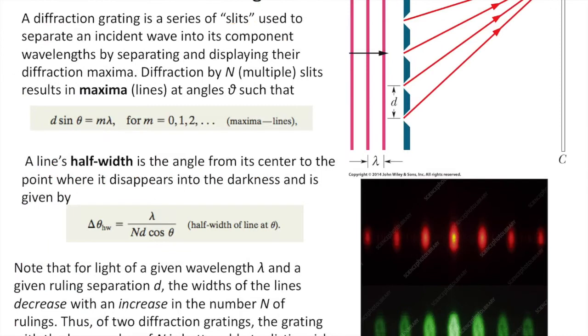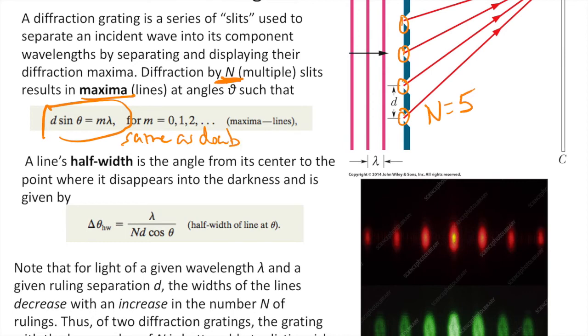All right, so let's get into equations. Diffraction gratings, same thing. Diffraction by n slits. So for this picture on the right, I have n equals 5. N is the number of slits. The positions of the maxima are actually the exact same as double slit. D sine theta equals m lambda.